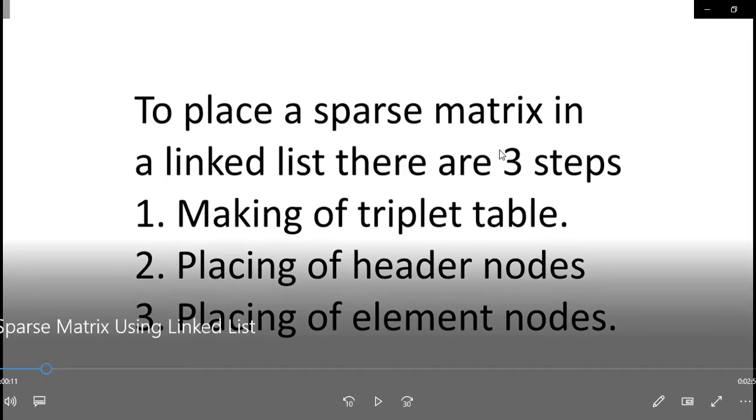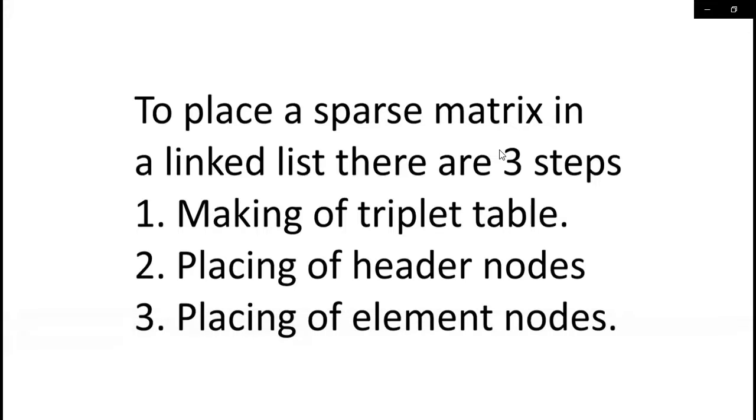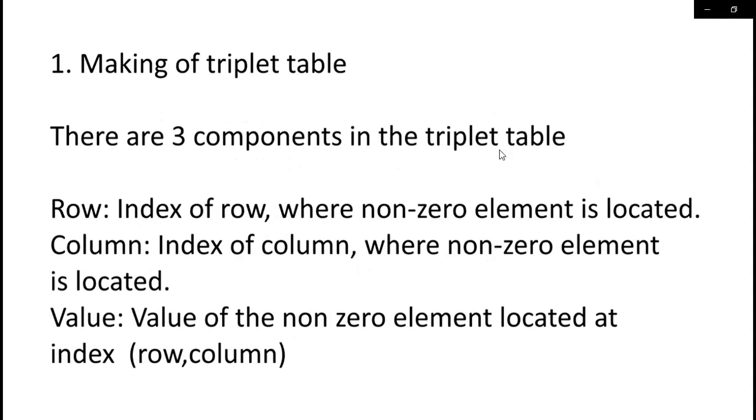To place a sparse matrix in a linked list, there are three steps. First is making of the triplet table, which we have already seen, then placing of header nodes and placing of element nodes. Now these header nodes and element nodes are something new to you. We'll look at all these three steps in detail. First we will see making of the triplet table.